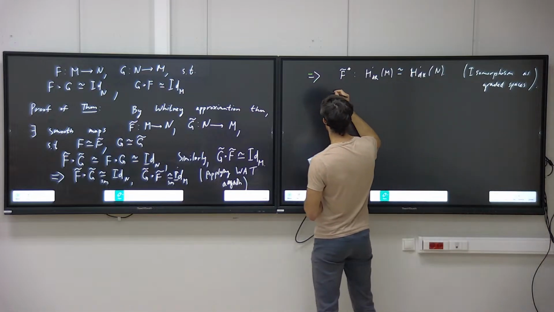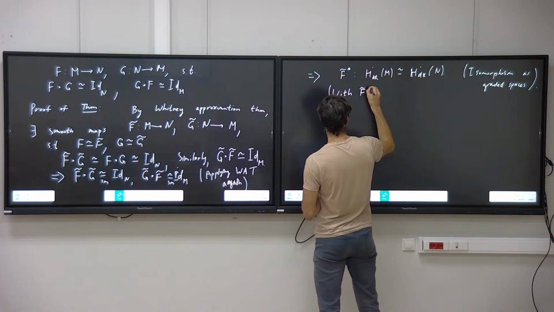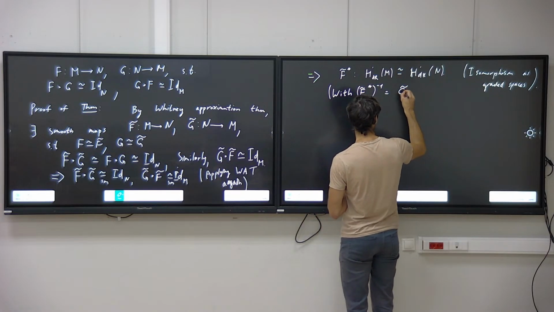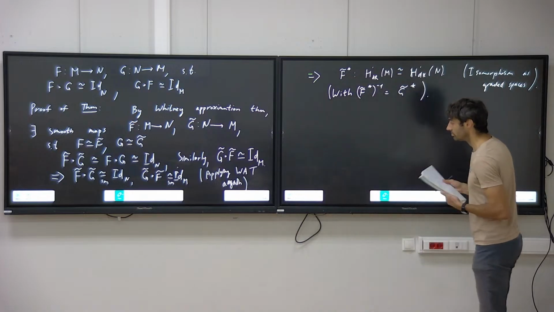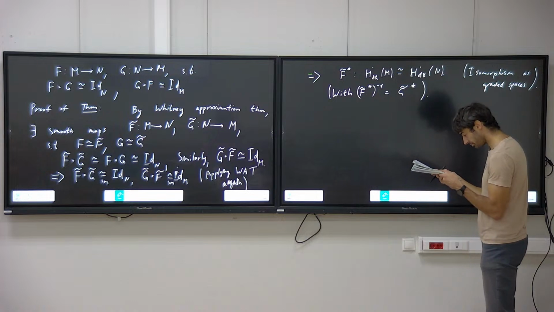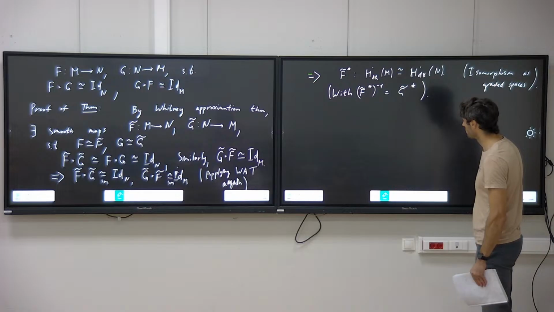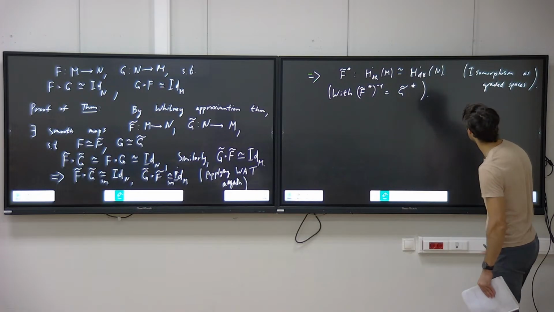With F tilde star inverse is G tilde star. Okay. All right. So this is it about homotopy equivalence. So of the de Rham homology.